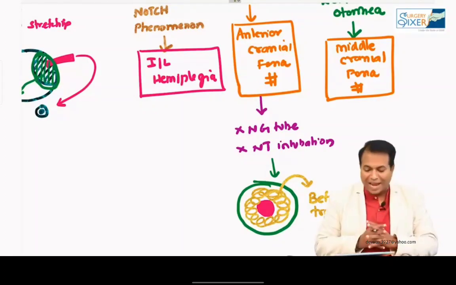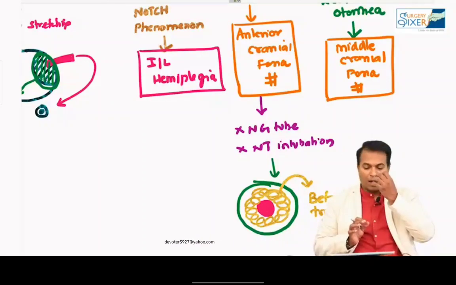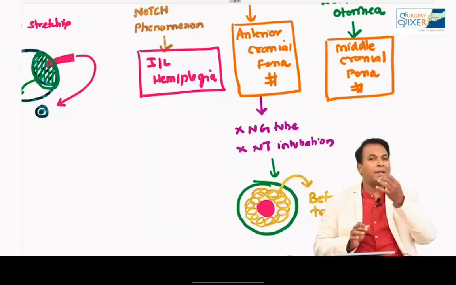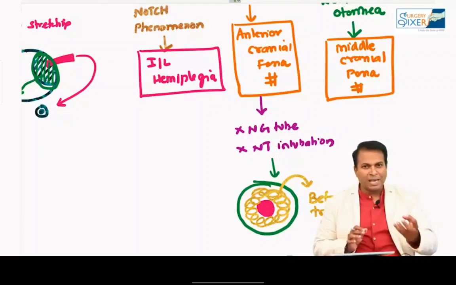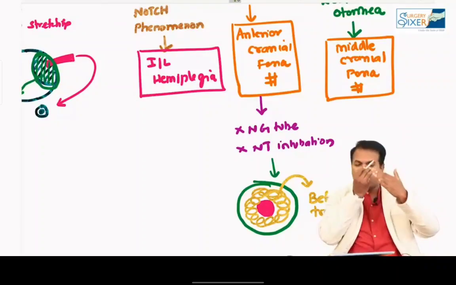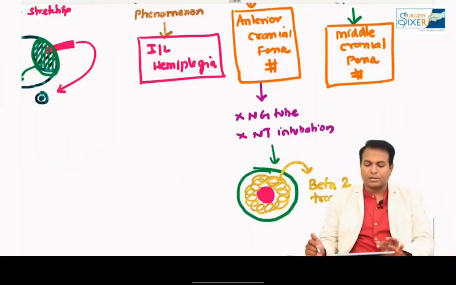So these are the points of anterior cranial fossa fracture. To say this is an anterior cranial fossa fracture, we have to look for epistaxis, CSF rhinorrhea, anosmia, and cribriform plate fracture. You should not put a nasal tube. Raccoon eyes and spondylitis are all features of anterior cranial fossa fracture.